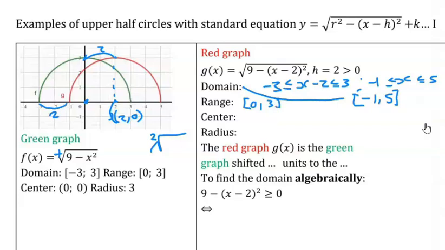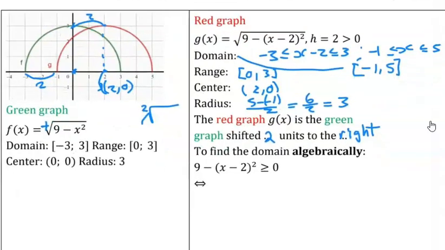As for the green graph, my center is now the point (2, 0), and my radius is exactly the same as the green graph, and that will be 5 minus -1 divided by 2, that is 6 divided by 2, which is equal to 3. So the red graph is the green graph shifted 2 units to the right. Let us find this domain algebraically. So let us look at this: 9 minus (x minus 2) squared.